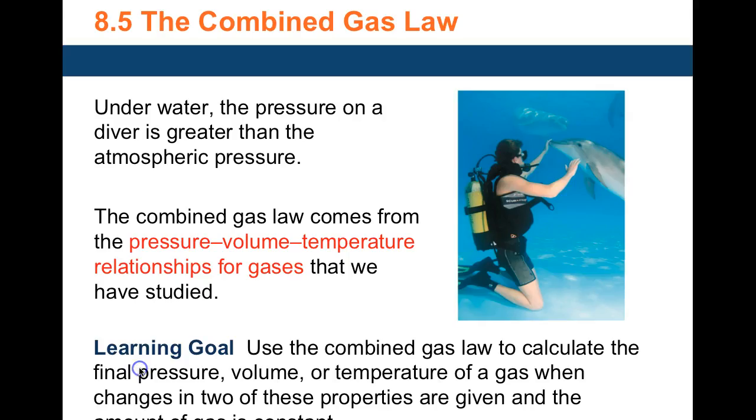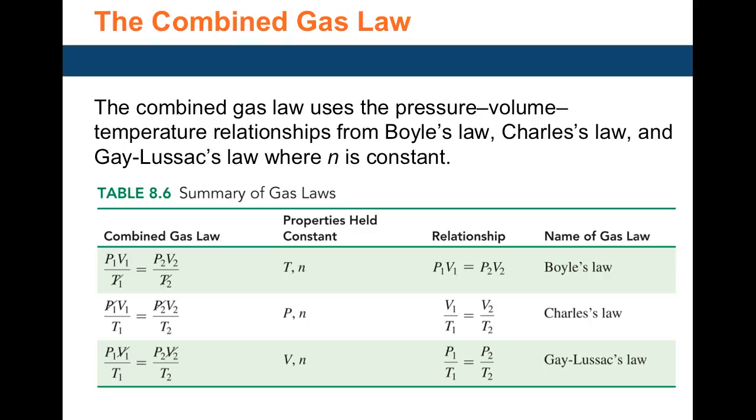Okay, we're talking about the combined gas law. That's when you combine Boyle's, Charles', and Gay-Lussac's law, and then you get your combined gas law. So, the combined gas law takes the form P1 V1 over T1 is equal to P2 V2 over T2. Okay, so what's being held constant is just the number of moles.